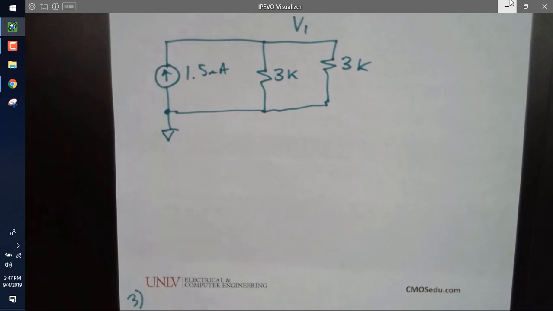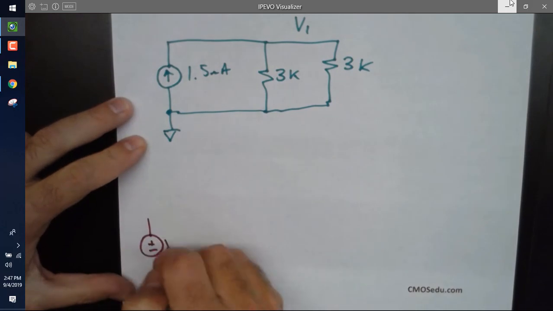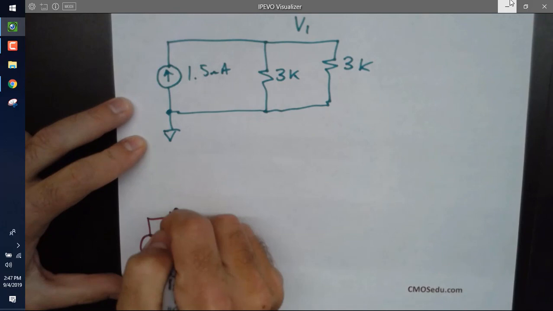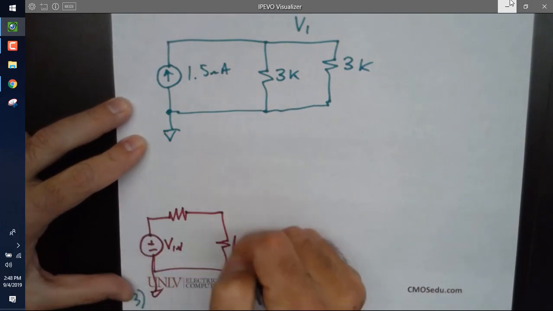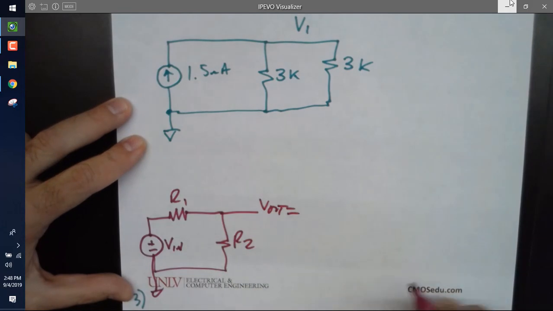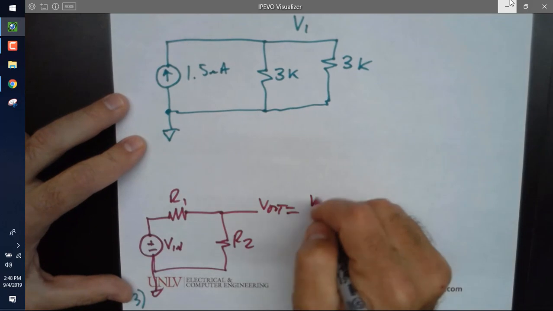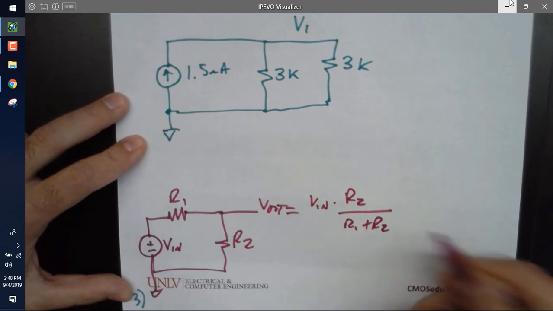So wait, I'm going to pause and let's write the voltage divider equation first. If I have a voltage divider, let's call this Vin, and let's call these R1 and R2, and Vout. What is Vout equal to? You should memorize this: Vin times R2 over R1 plus R2.